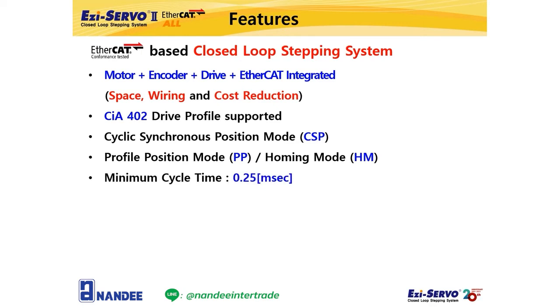The cycle time is the time required for communication between the master and the slave. And the minimum cycle time is the time it takes for the slave to receive, process, and respond to a packet. In general, the minimum cycle time of stepping motor drives on the market is 0.5 milliseconds, but FASTECH's product has a shorter minimum cycle time of 0.25 milliseconds.